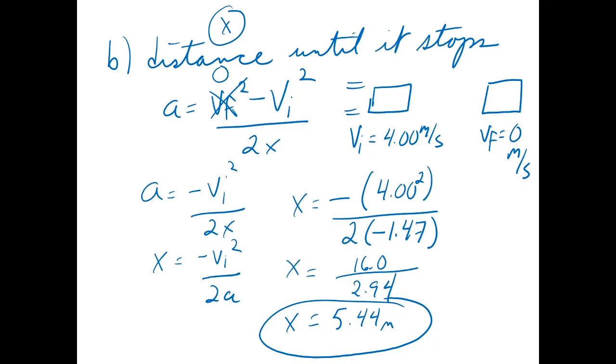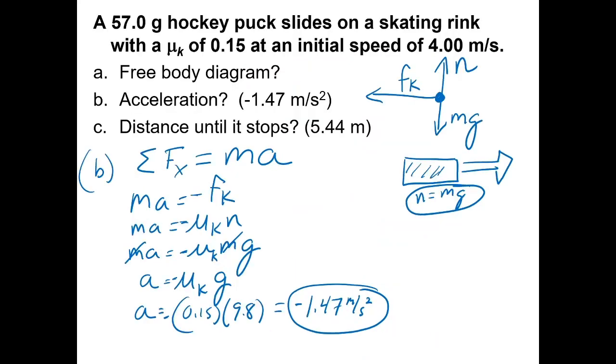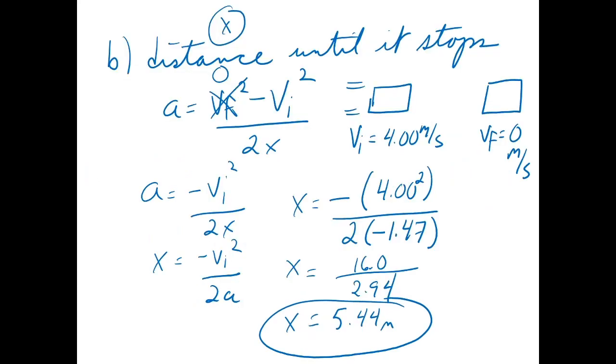That's 17, 18 feet, roughly. Let's double check here. 5.44 meters. Hockey puck going 17, 18, 20 feet. That doesn't seem unreasonable for this problem.